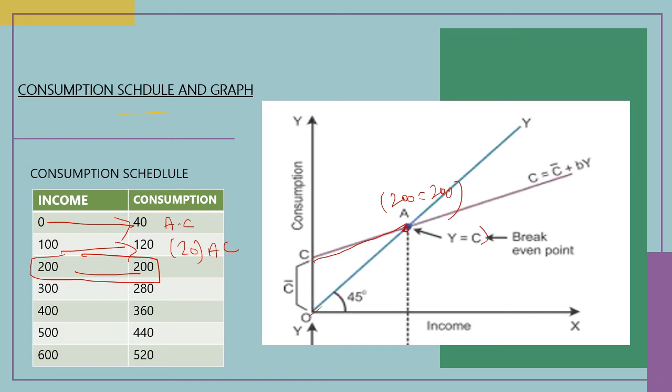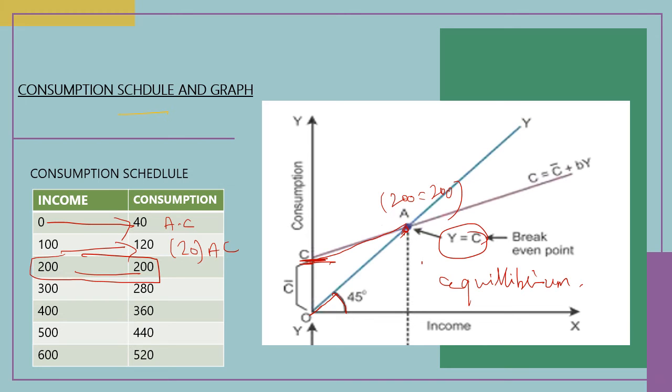This point is called the break-even point. This is called equilibrium. So your income curve starts from the origin. It is always 45 degrees. And the consumption curve starts from some point, that is from 40. The meeting point is called the break-even point. Here income is equal to consumption. Okay, this is called the consumption schedule and consumption graph.